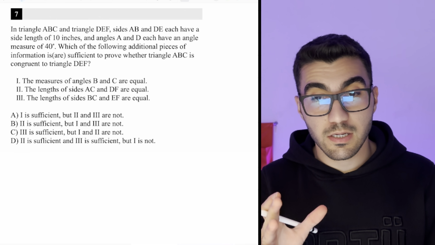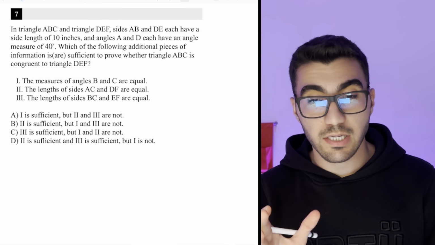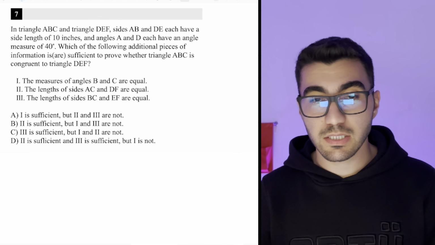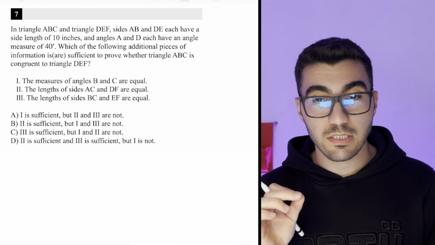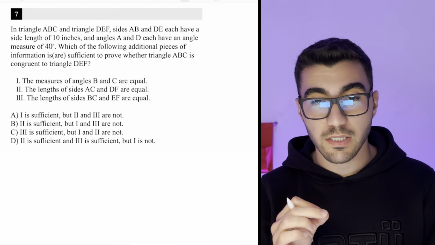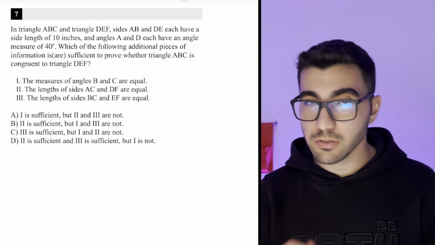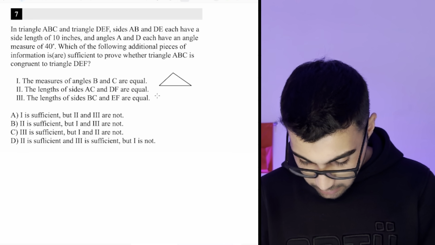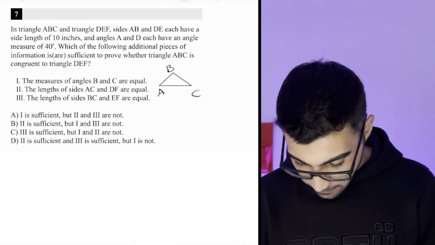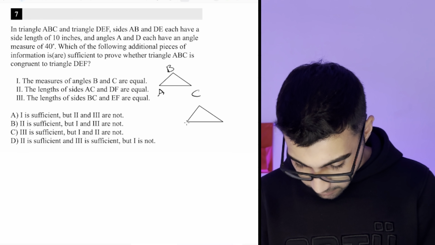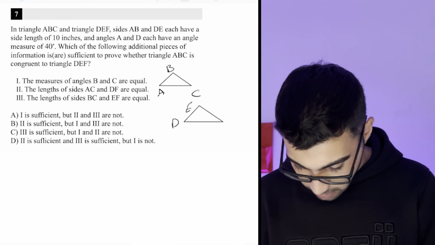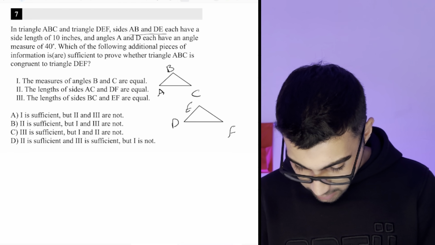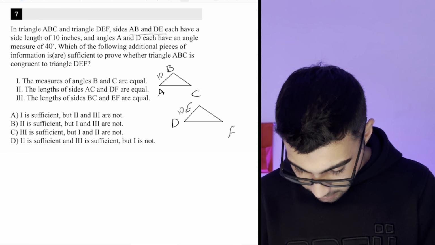All right. This is a congruency question, the triangles. Make sure you know the rules for congruent triangles and similar triangles. In triangle ABC and triangle DEF, sides AB and DE each have a side length of 10 inches. When I see this question, I immediately first draw out the triangles. You have ABC, so here A, here B, here C, and we have DEF. Now, AB and DE each have a side length of 10. So, AB is 10, DE is also 10.